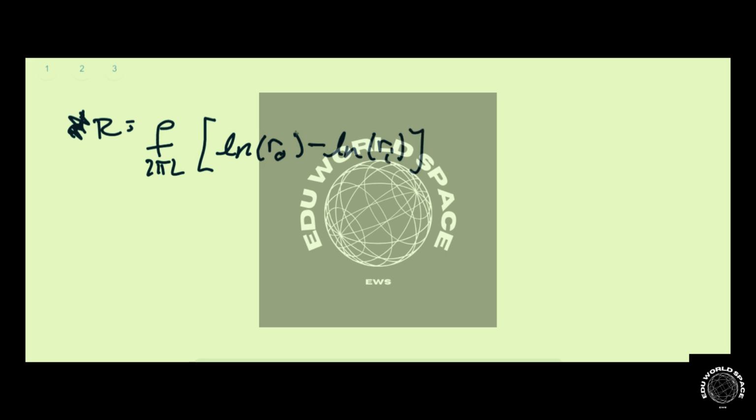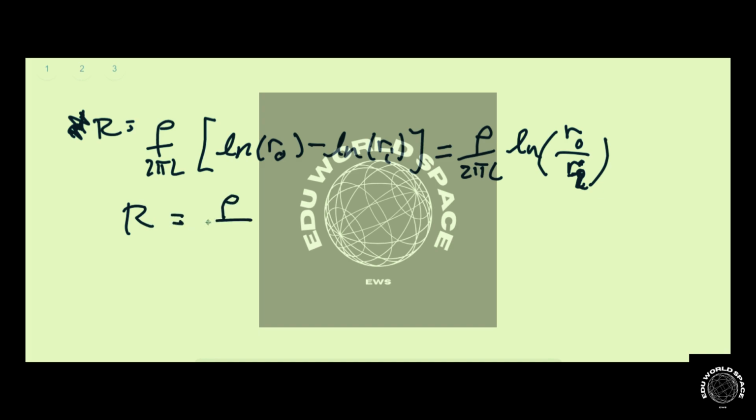And when you have something like this, you could just use one of the log identities that when you subtract two logarithms, you have a division. So let me just write that in a neater way. Rho over 2 pi L, the log of the outer radius divided by the inner radius.